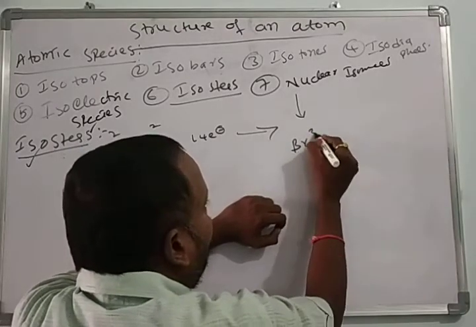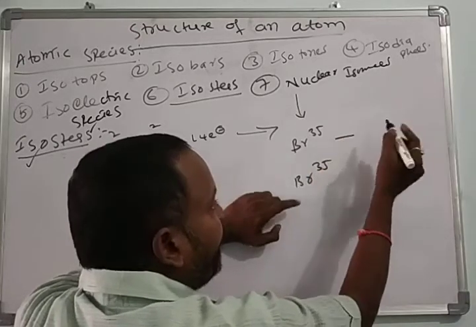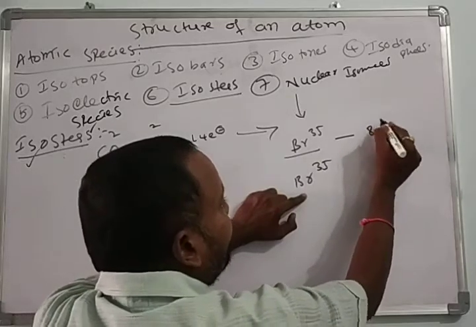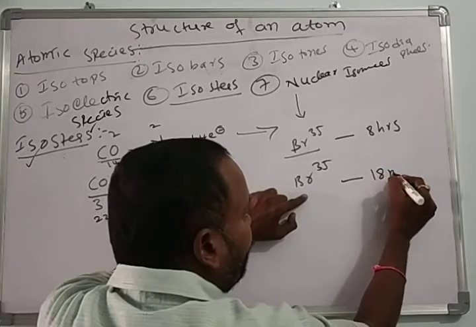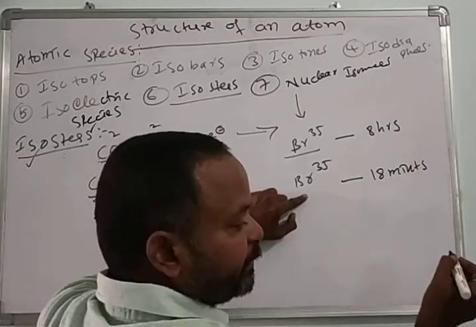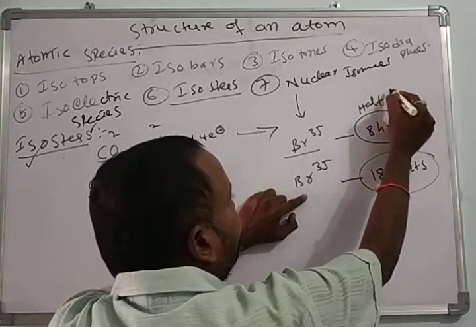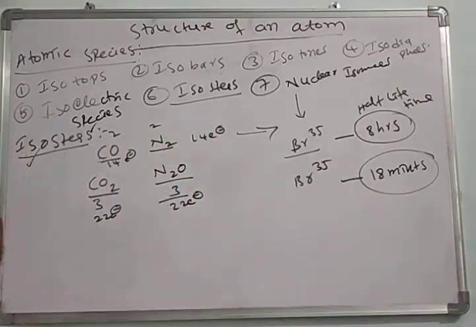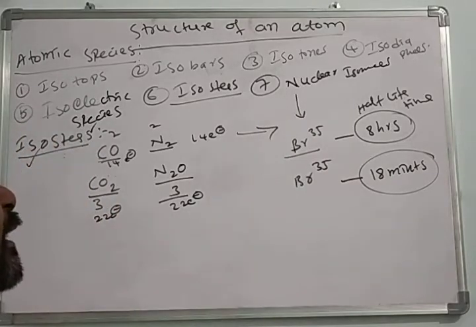Bromine, atomic number 35. The half-life of one of them is 8 hours. The half-life of the other is 18 minutes. These two are bromine 35 and bromine 35, and we call them nuclear isomers.